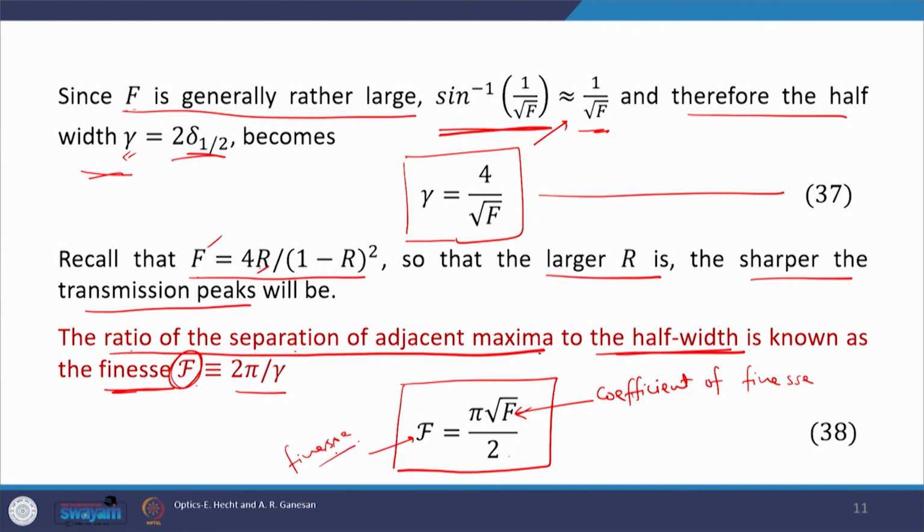This is all for today. In the next class, we will talk more about the Fabry-Perot interferometer. There we will see how the resolving power is measured, what exactly the resolving power is, how it is useful for the usual optical system or spectroscope, and how it can be used as a spectroscopic tool. This will all be covered in the next class. For now, it is all.